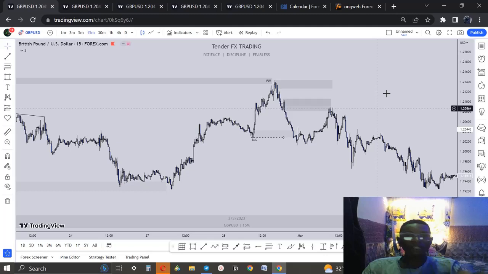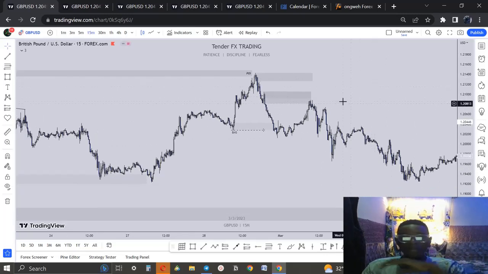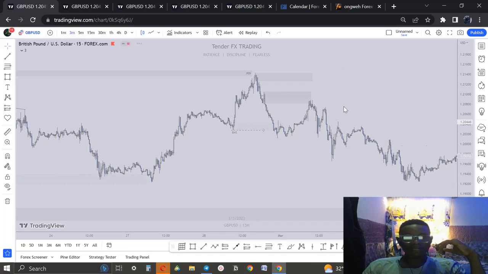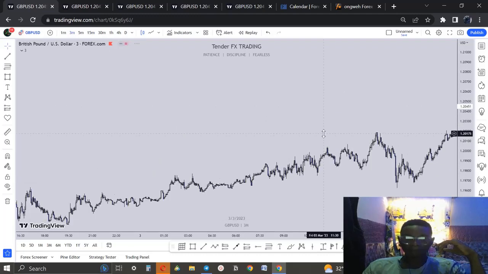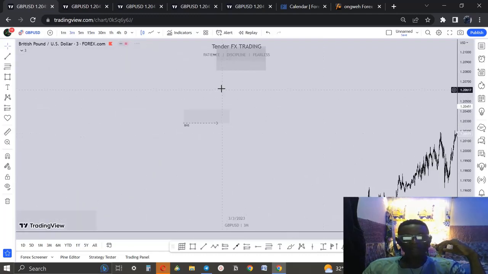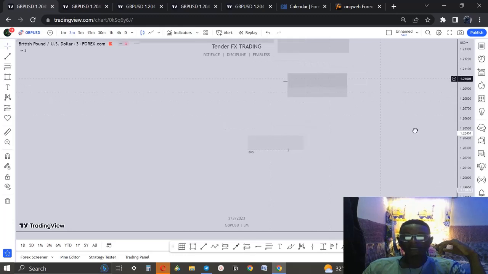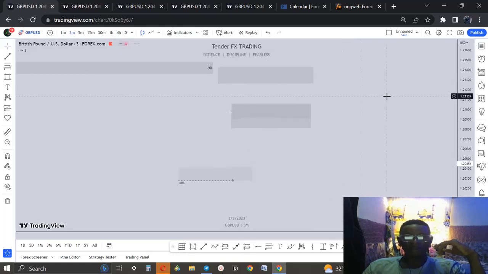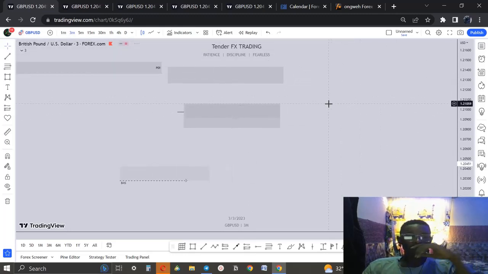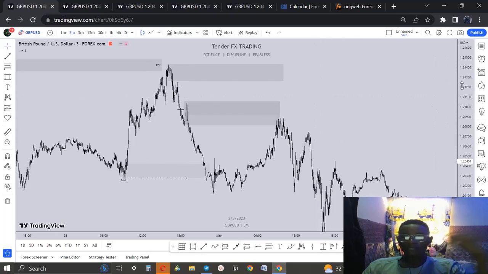Immediately when I spotted all these confluences, there is no reason for me not to execute my trade, because price has already shown me the willingness that we can start selling. So after the mitigation of this zone, I moved down to my 3 minutes time frame, and this is what I spotted. Let it load.